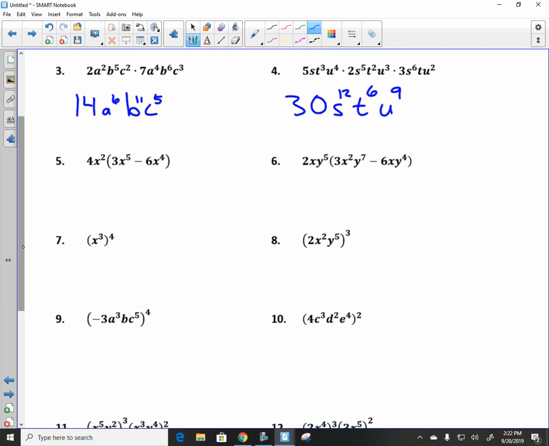Little parentheses. When we have multiplication and we have addition or subtraction in the middle, we use a property called distribution. We distribute the first term to each of the other two. We have 12 x to the 7th minus 24. And then we can subtract those and we get negative 12x.